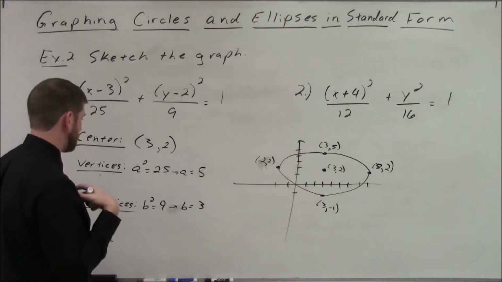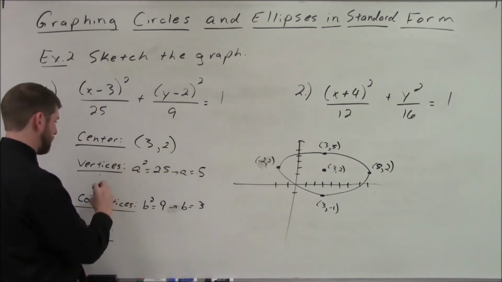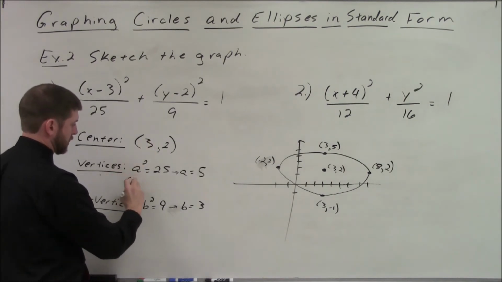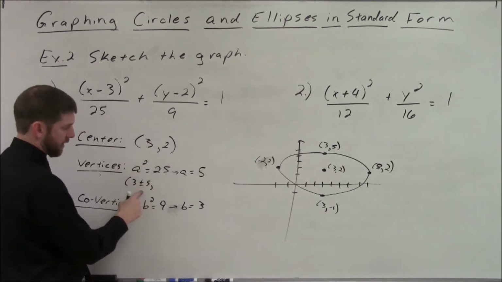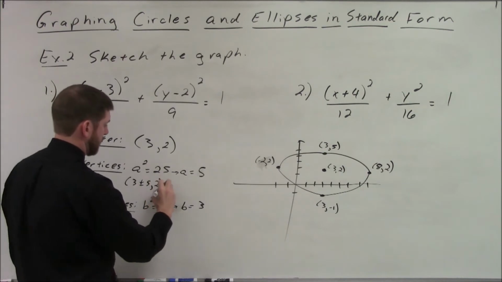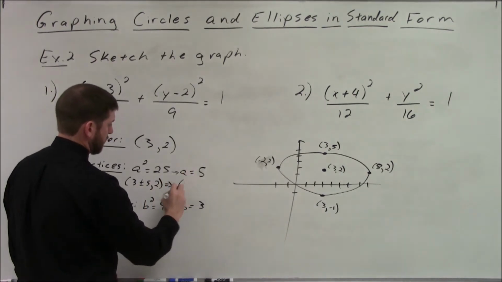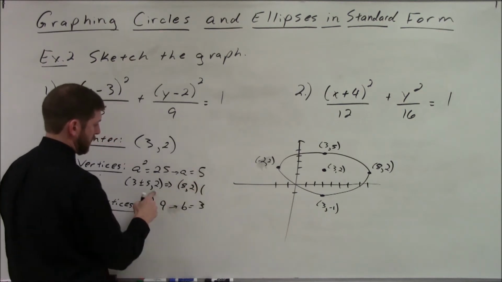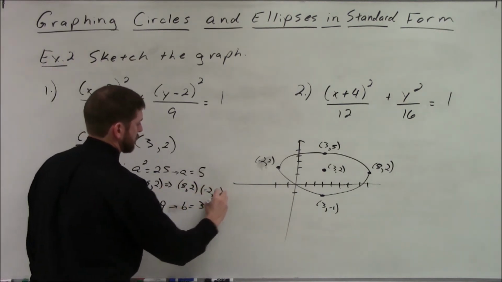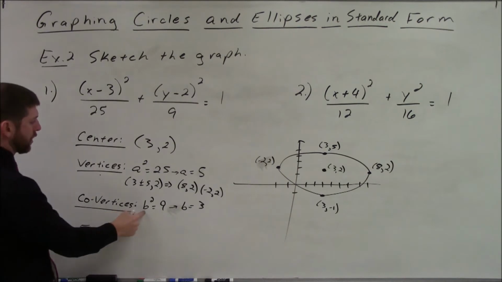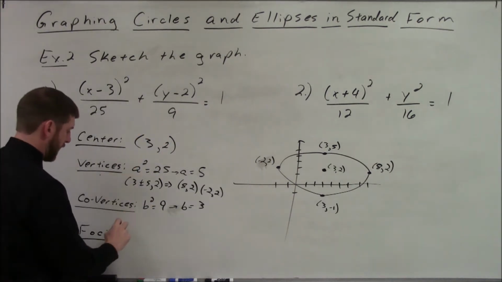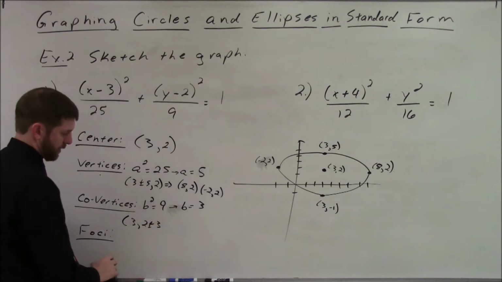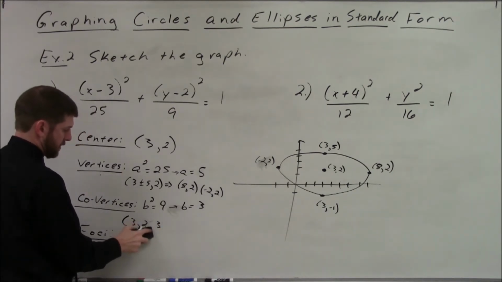The way I prefer that you figure out what those are, instead of counting around, is that vertices are affecting the x on this one. So if I take my x coordinate and just go plus or minus 5, that's showing left and right 5. Then I get my points. 3 plus 5 is 8, 2, and 3 minus 5 is -2, 2. So we get our vertices that way. Co-vertices are affecting the y's in this case, so I'm going back to my center and going up and down 3, so plus or minus 3.